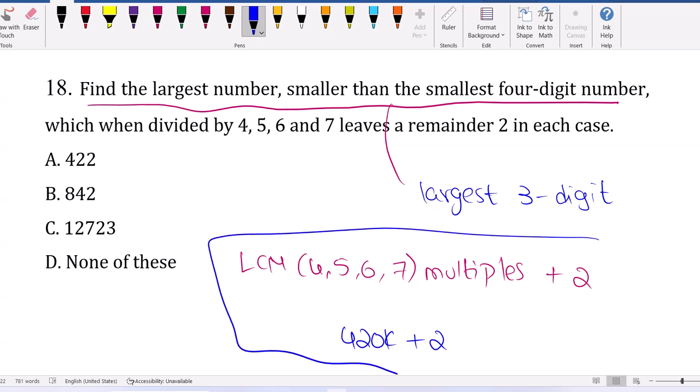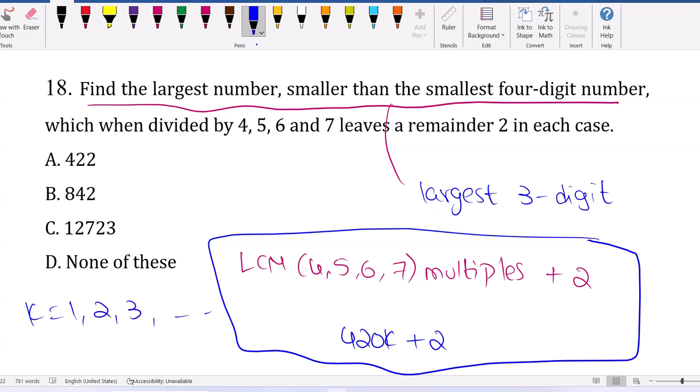K is a variable. K can be 1, 2, 3, any positive integer. If they are asking for the smallest three-digit number, then the K value must be 1. Smallest three-digit number means K value 1, which gives 422. But they are indirectly asking for the largest three-digit number, so I have to try K value 2, K value 3 like that.